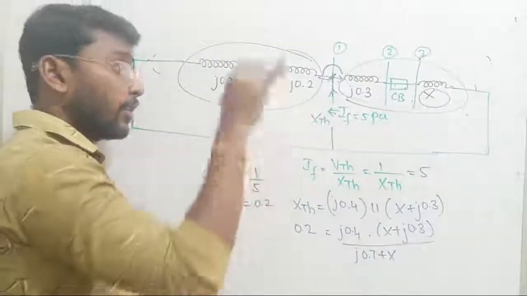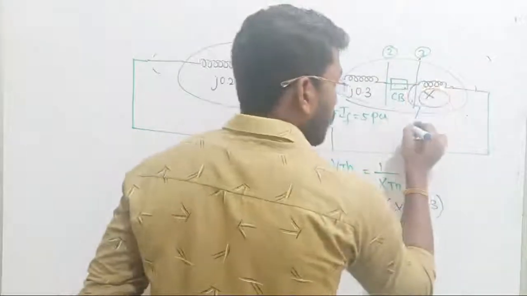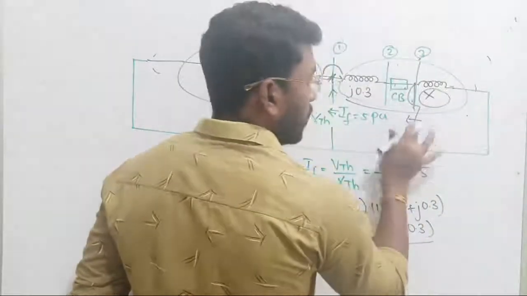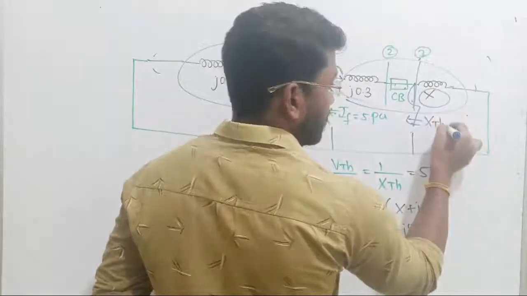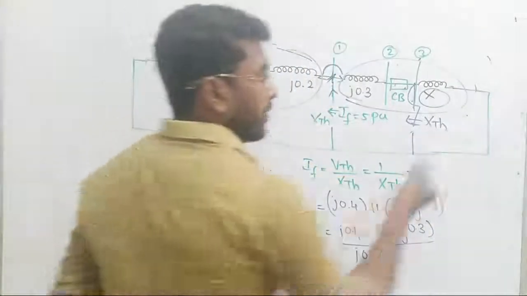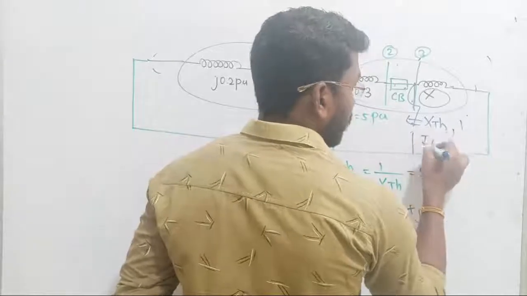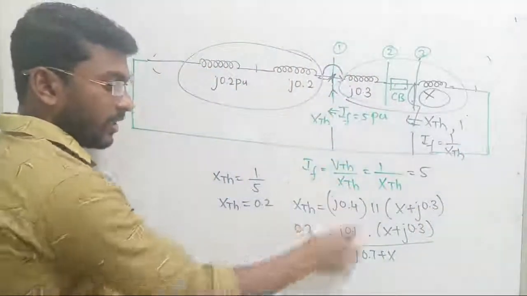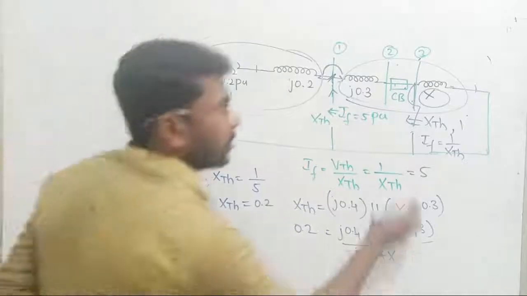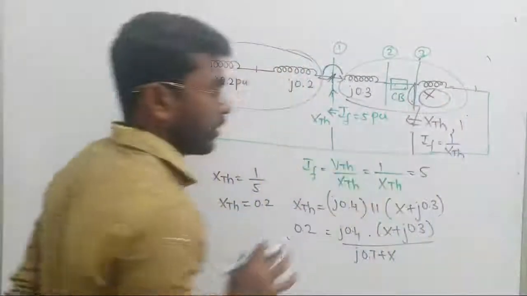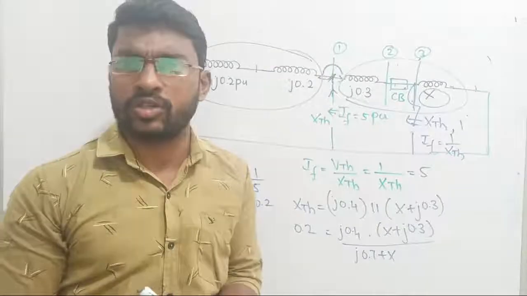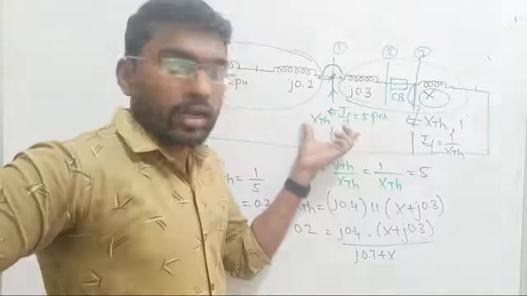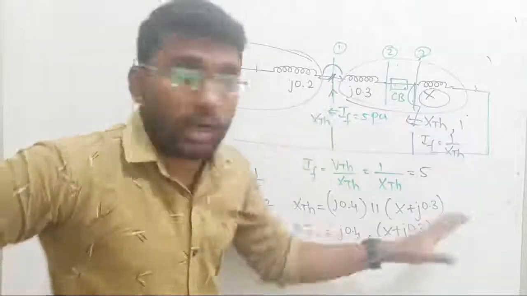What is your next target? Repeat the same procedure at this point. Now extend this line and once again calculate the value of Xth here. After knowing this value, Bth is anyway going to be 1. Now calculate the new fault current. From this you can calculate the value of X, then substitute it and calculate the new fault current. I hope you are getting me, very simple question. Logically, the current is given here but the reactance is not known.